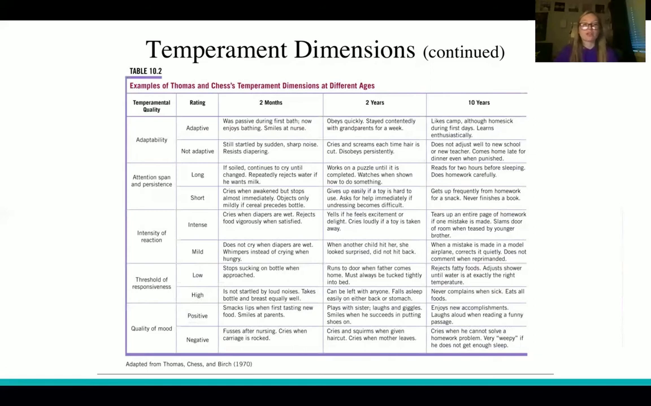adaptability. When a child is adaptive, say at 2 months, the child they were examining was passive during their first bath and now enjoys bathing. If they're not very adaptive, they're still startled by the feel or the temperature of the water and just resist any type of hygiene stuff.